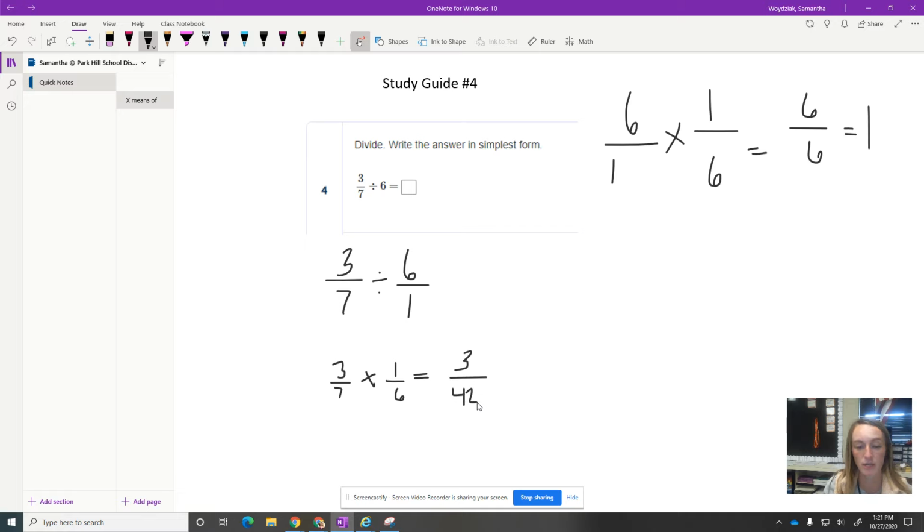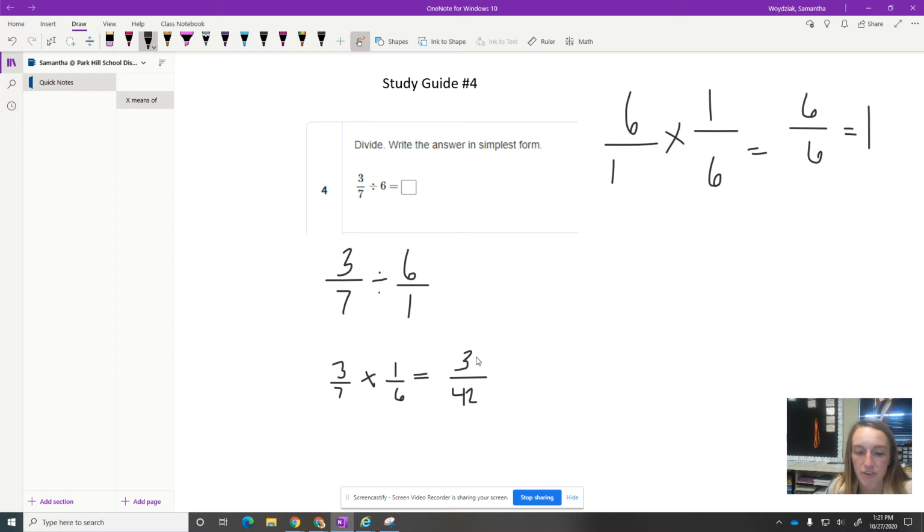Now, before I just go ahead and type in 3/42, I do need to make sure that it is in its simplest form. With that being said, I'm going to take a look at 3 and 42 and see if they have any factors in common. Now, one of the biggest things I've told my class is that just because you don't know if they have factors in common doesn't mean they don't. So we do want to check it out.